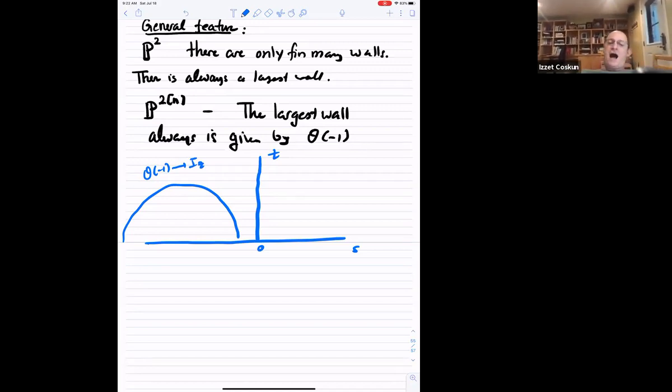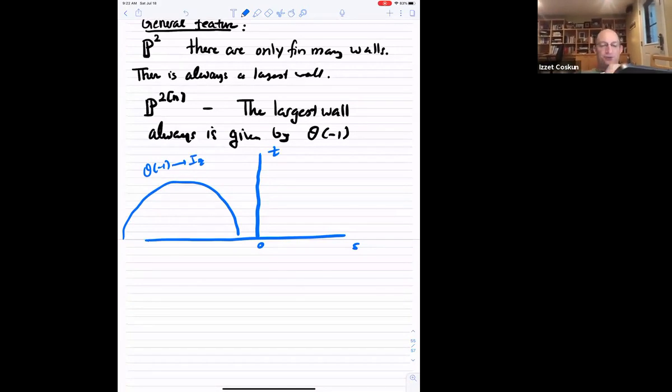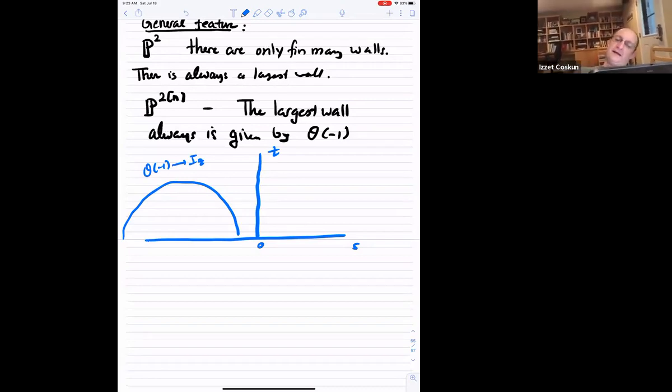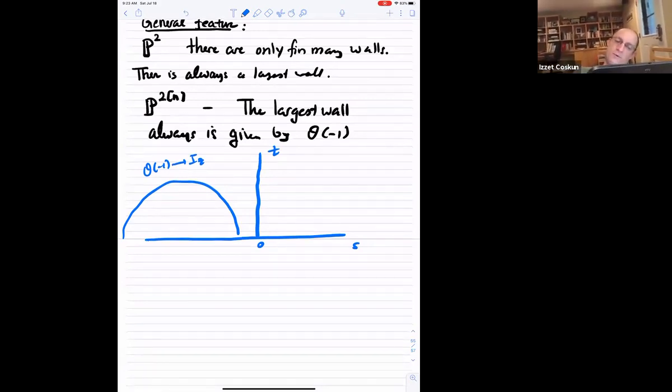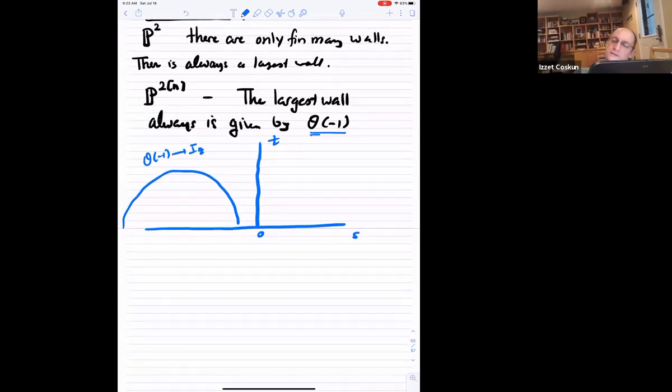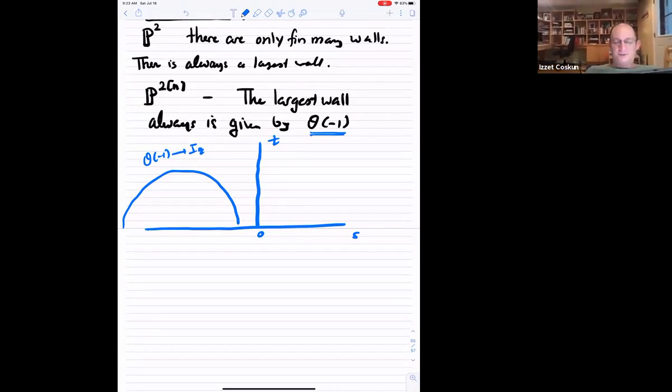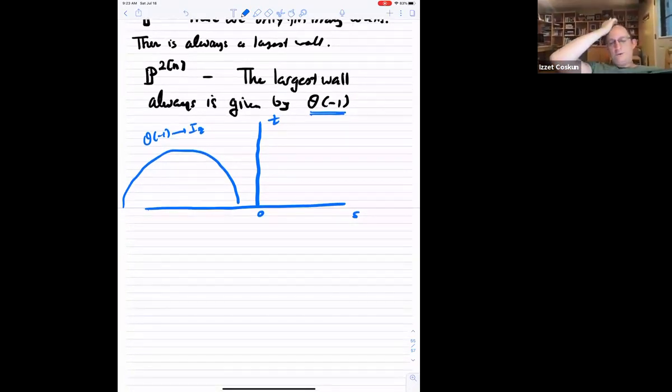Now, there's a question about how do you prove this? Maybe I'll describe a little bit how you prove this. But suppose that you knew, since I told you there are finitely many walls and they are all nested semicircles, then there has to be a largest one. And I'm claiming that when you talk about the Hilbert scheme of points in P2, then the largest one is always given by O of minus 1. So let's interpret this in terms of our description of the ample cone, and you'll see that it will match what we had before.